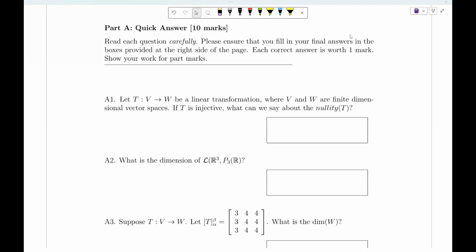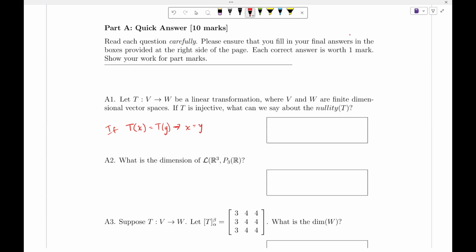So we're going to start with part A, and the first question is asking us that if we have a linear transformation from V to W, where V and W are finite dimensional vector spaces. If T is injective, what can we say about the nullity of T? If T is injective, it means that if T of X equals T of Y, then X equals Y.